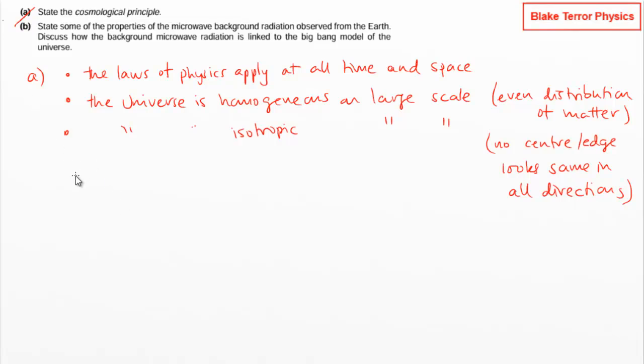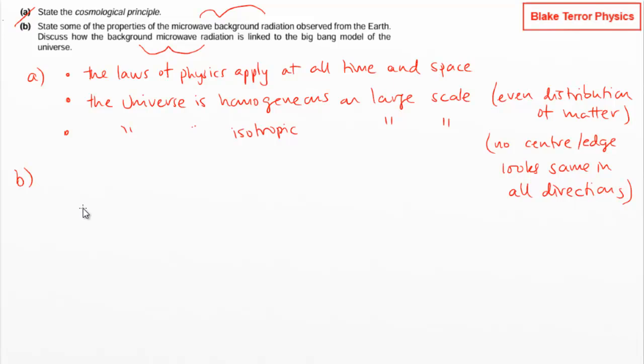B, state some of the properties of the microwave background radiation observed from Earth. Discuss how the background microwave radiation is linked to the Big Bang model of the universe. Interesting that they've written microwave background radiation and then background microwave radiation in the same question. Not that it really matters, but yeah, just a bit odd.